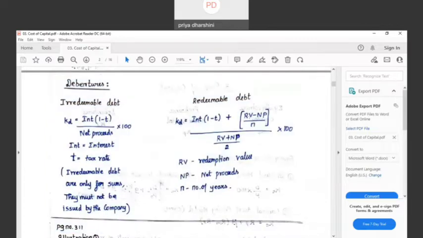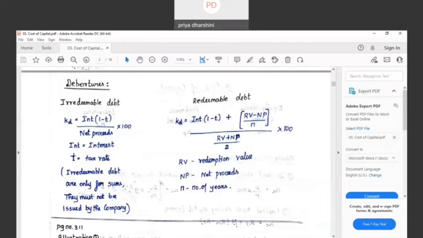If it is redeemable, it is interest into 1 minus tax plus RV minus NP by N, divided by RV plus NP by 2. RV plus NP by 2 is the average of proceeds. RV minus NP by N is the excess of redemption value paid over the life, because it is a one-time payment, into 100. These are the formulae. Is it understood so far?